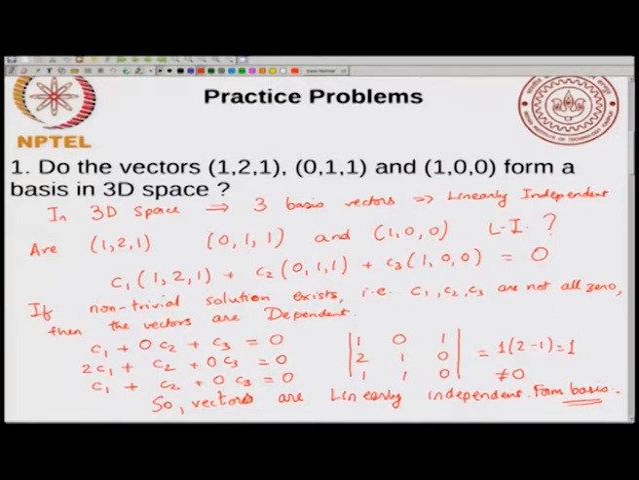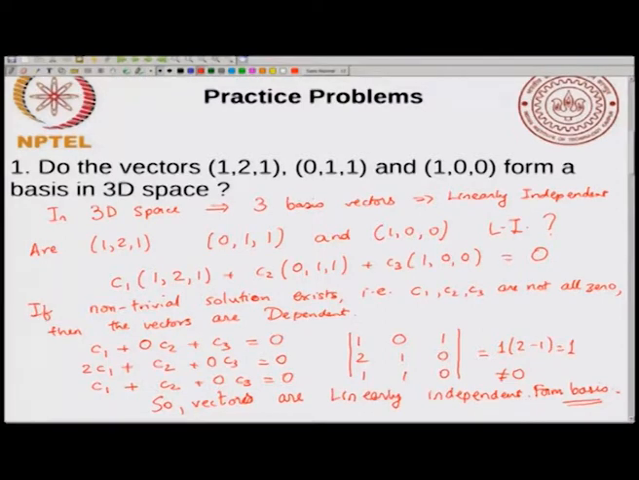Just to recap, we wanted to check whether these 3 vectors are linearly independent. So, you write the condition for linear independence, and you will find that if this determinant is 0, then the vectors are linearly dependent. If it is not equal to 0, then the vectors are linearly independent. That means you cannot write one as a linear combination of the others. And if you cannot write one as a linear combination of the others, then these vectors will form a basis.